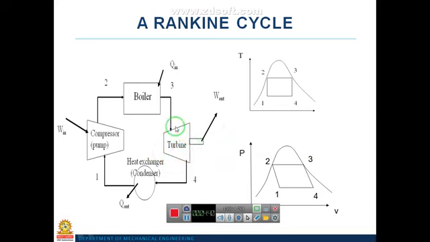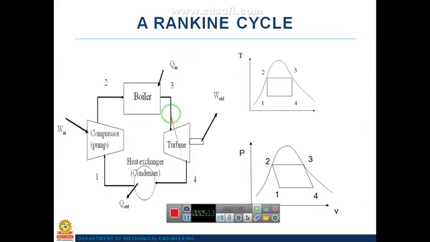The inlet condition of the turbine is steam. In the turbine, the process is expansion work. The steam is expanding in the turbine from 3 to 4. At the exit of the turbine, the fluid condition may be in the liquid plus vapor state.